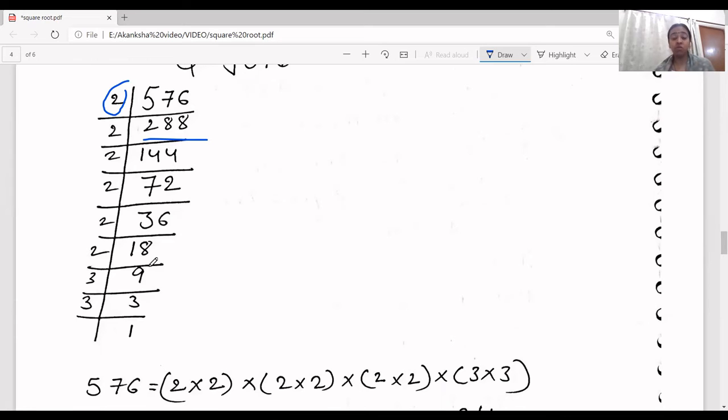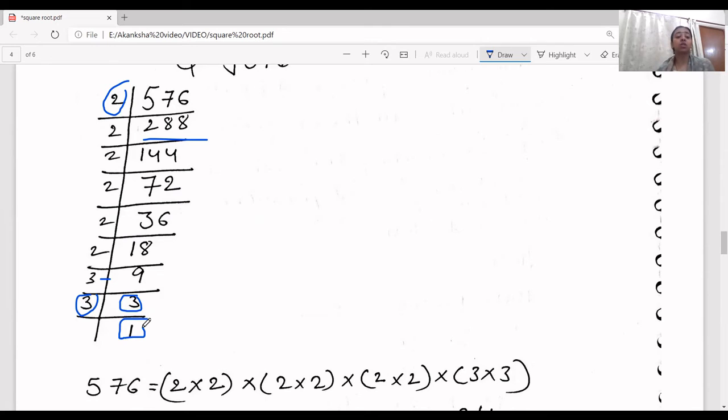Now 9 is no more divisible by the prime factor 2. So the next prime factor is 3, right? So 9 is divisible by 3. And after dividing 9 by 3, I get a 3. Again, the number 3 is divisible by 3, and then we get a 1.